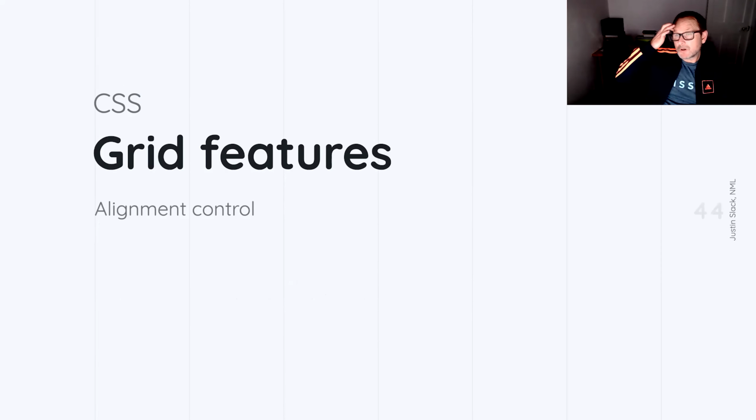So alignment control, I already mentioned alignment. Grid has access to all the things in the alignment spec, and you can control where items are placed and then also how they are aligned. And you can have more than one item in a grid cell.